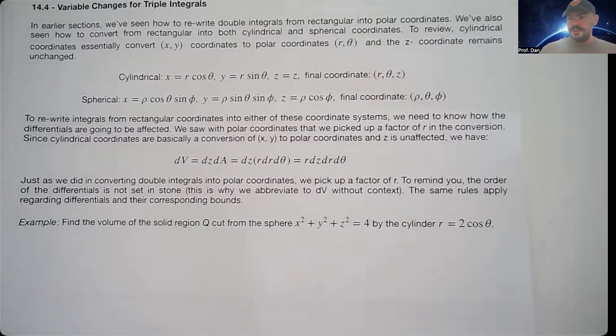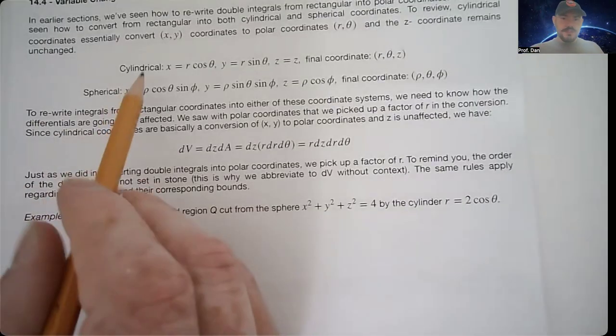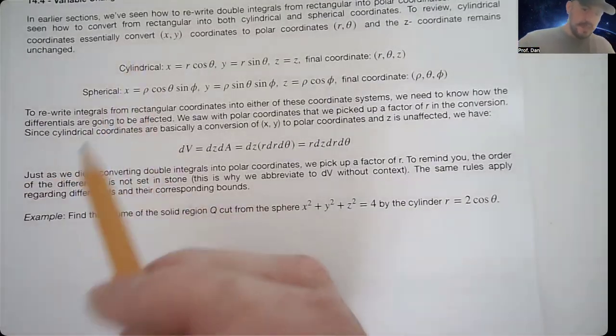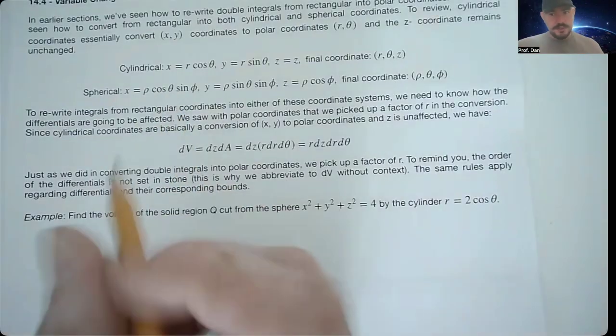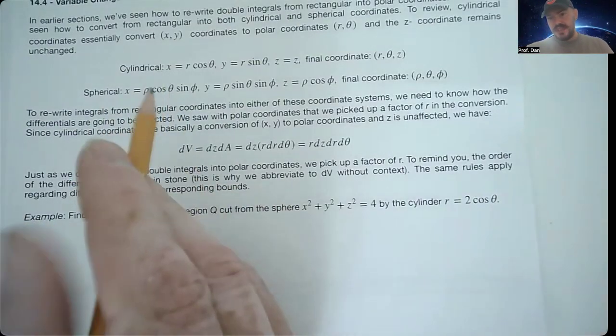All right, everyone. We are here for the last part of chapter 14, which is going to talk about how we handle changes in variable with triple integrals. We're going to talk about the common variable changes, and then we're going to generalize that. Starting off, we're going to talk about two coordinate systems that we learned back in chapter 11, section 11.7.